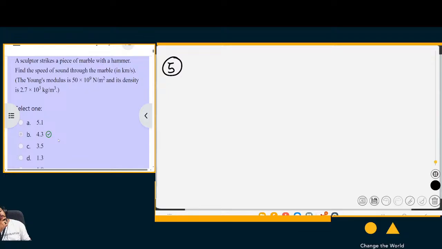A sculptor strikes a piece of marble with a hammer. Find the speed of sound through the marble in kilometers per second. The Young's modulus is 50 times 10 to the 9, and its density is... Now, with the FVV group, I don't go into Young's modulus that much, but the speed of sound through a solid is equal to the square root of Young's modulus divided by the density.